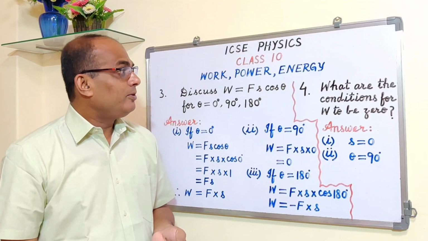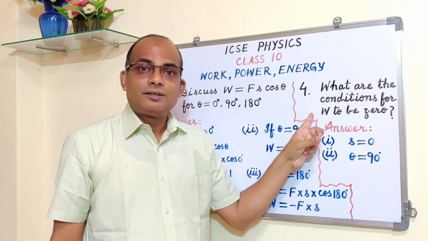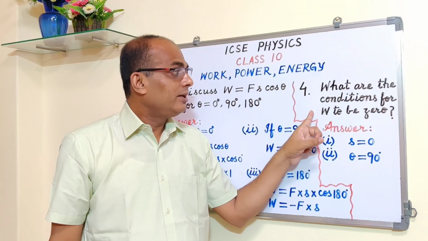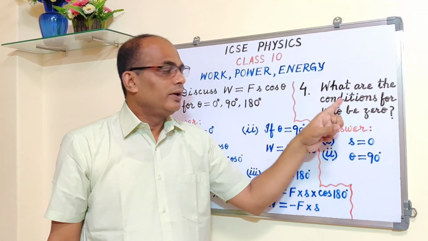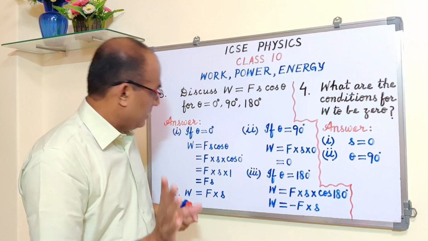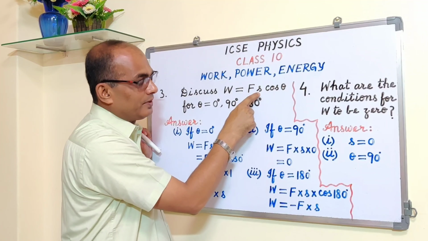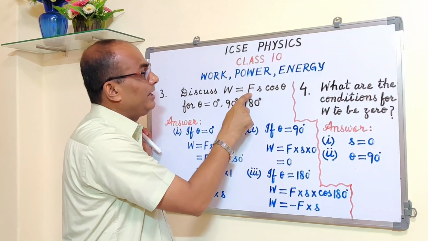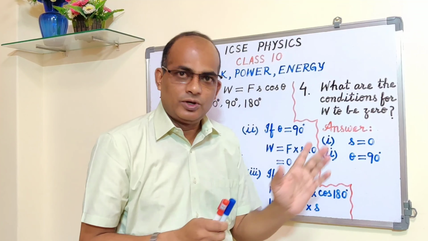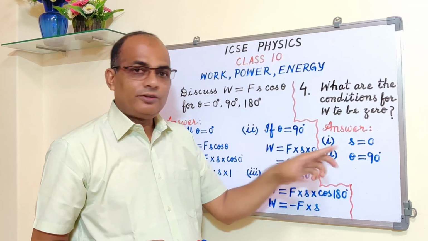The next question, a very simple question that I have taken, is: what are the conditions for the work done W to be zero? What are the conditions for the work done by a force to be zero? All right. So these are the two conditions. When S is equal to 0, see, where is the formula? The formula is here: W is equal to Fs cos theta. Now if S is 0, then 0 multiplied by F multiplied by cos theta, everything is 0. So that is the first condition, that the displacement should be 0. You are applying force and no work is done. W is 0.